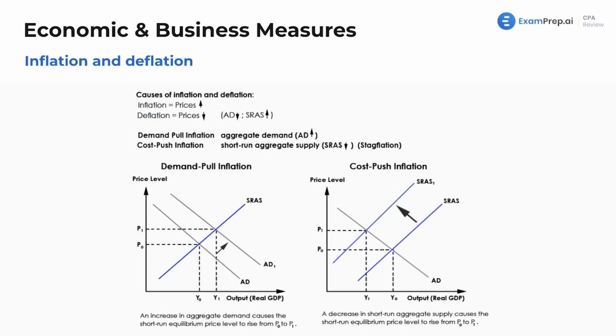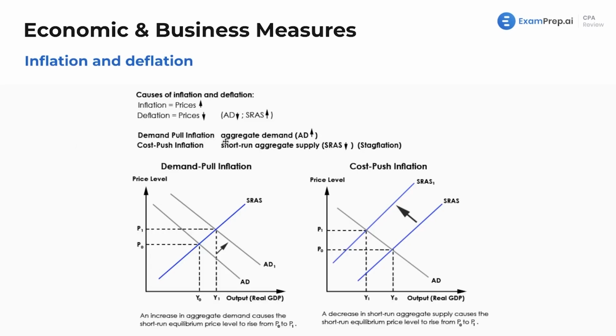Now, inflation and deflation. We've covered inflation and deflation a little bit before, but as I always mention, these economic lessons are pretty intertwined. Well, demand-pull inflation is going to be a result of an increase in aggregate demand.